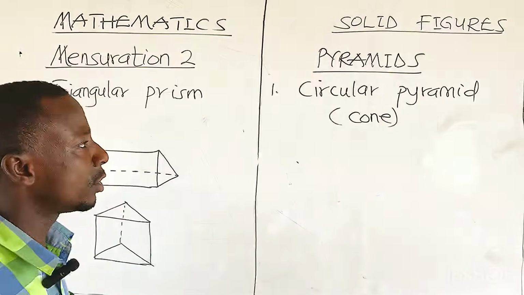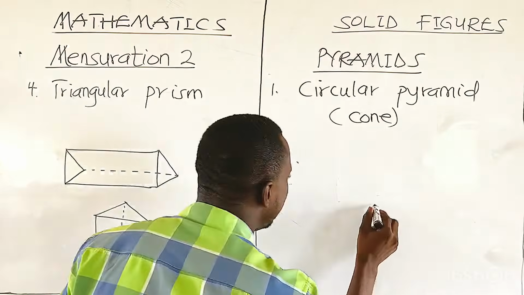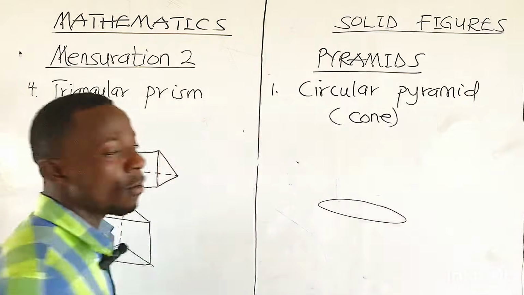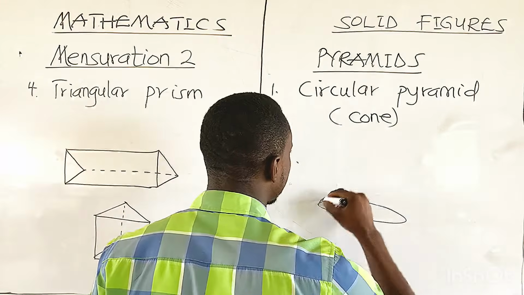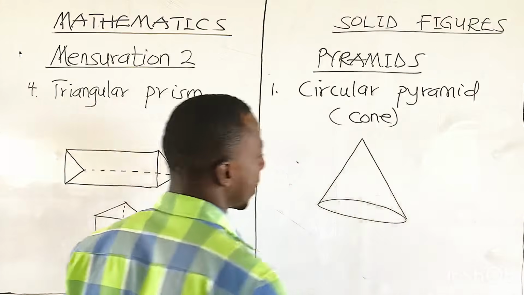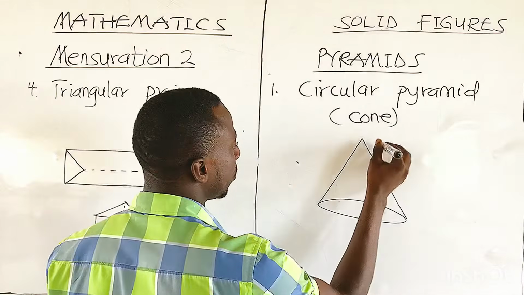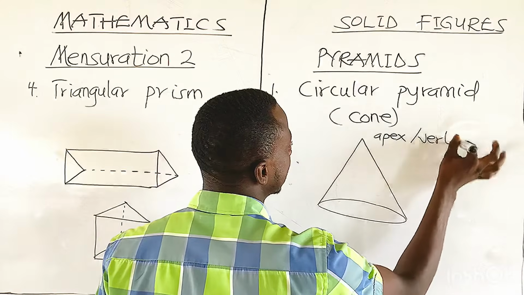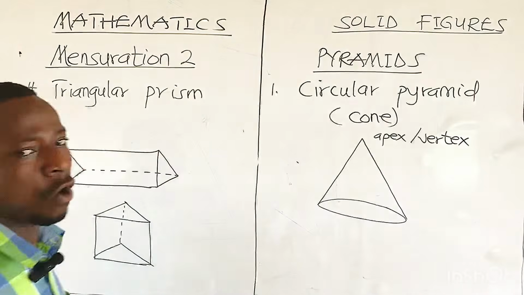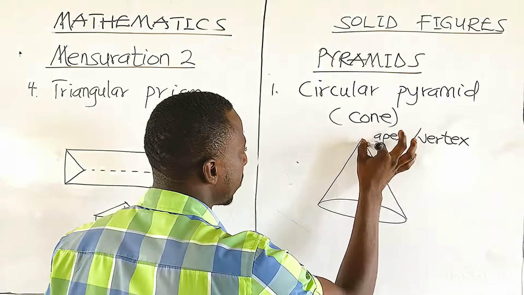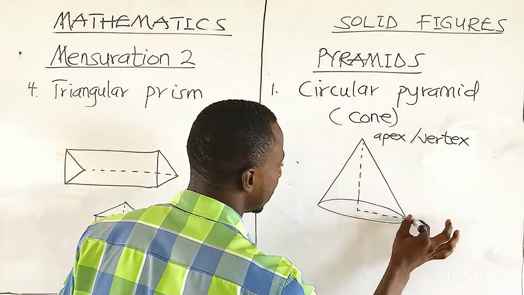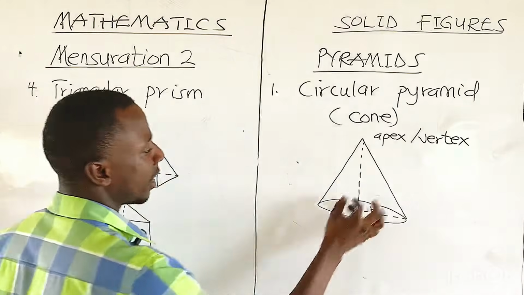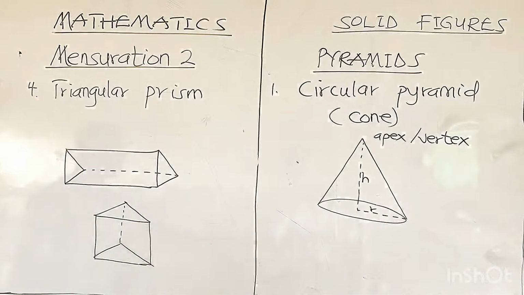For a circular pyramid, its base is in the form of a circle, but the top has a conical shape. The top we call the apex or the vertex. Every pyramid has a height, and then the radius of the cone. Now the second one is the square pyramid.